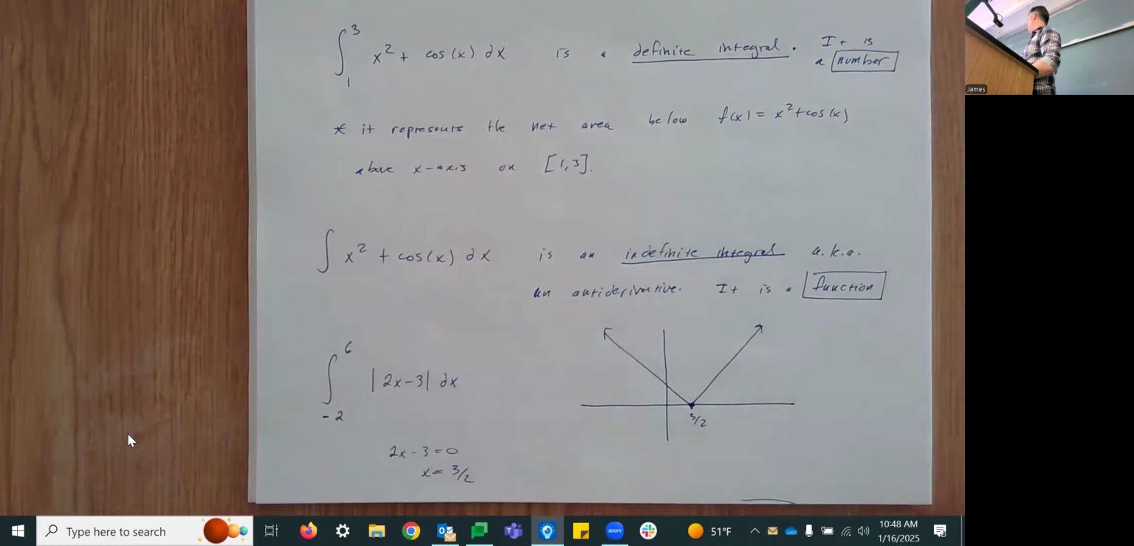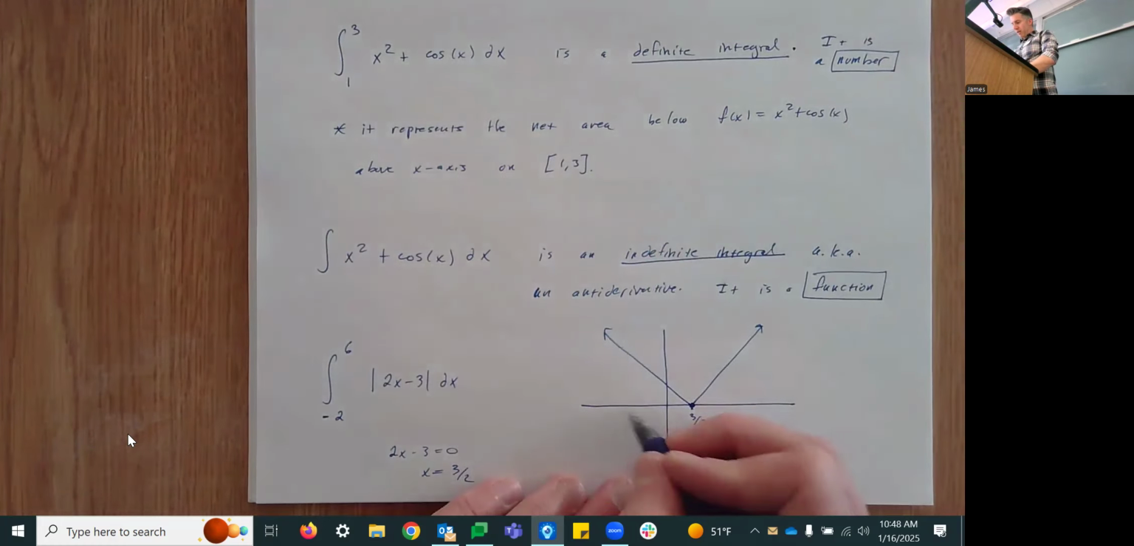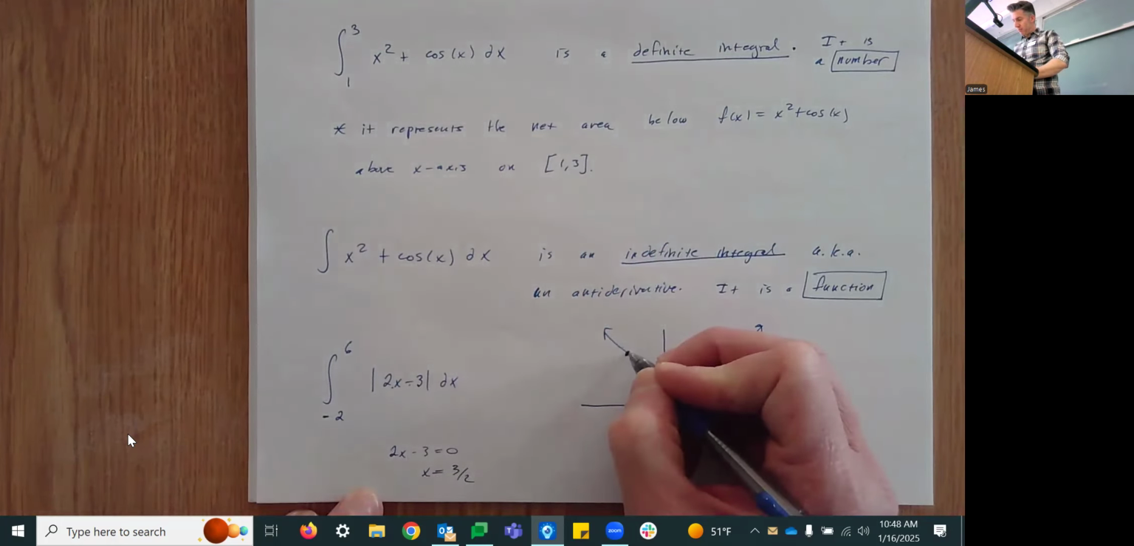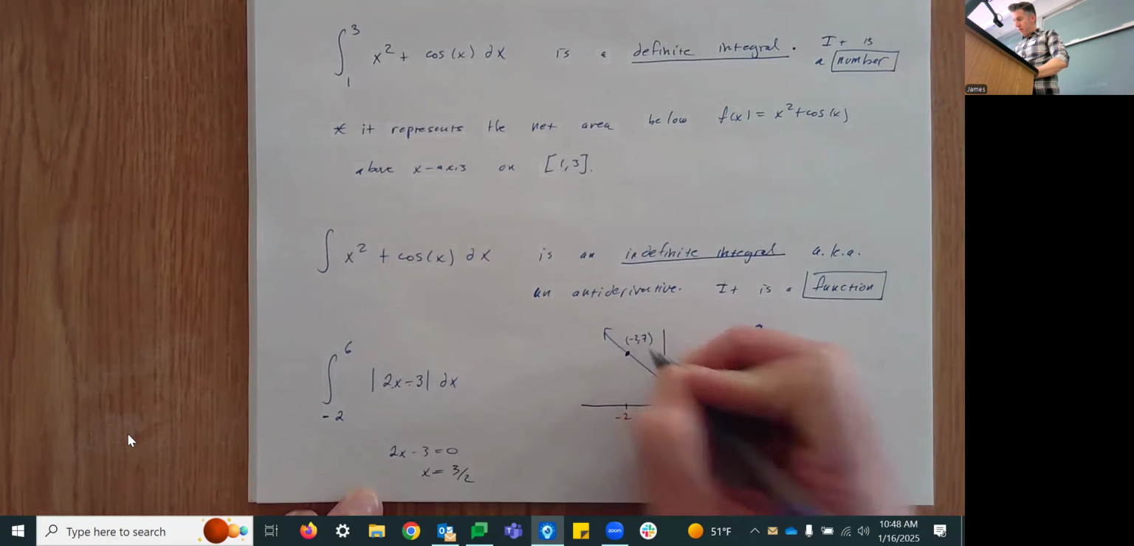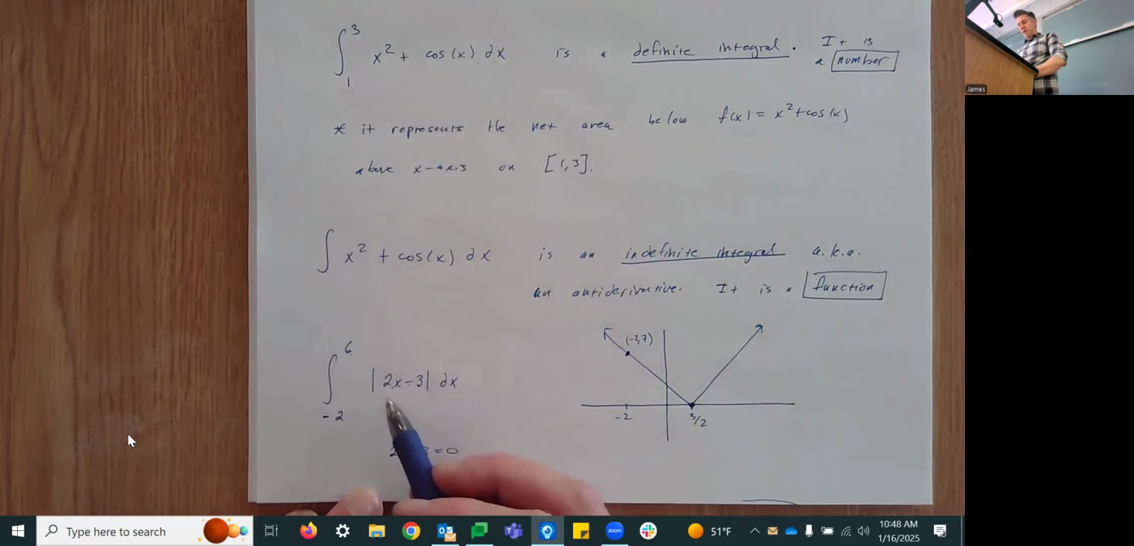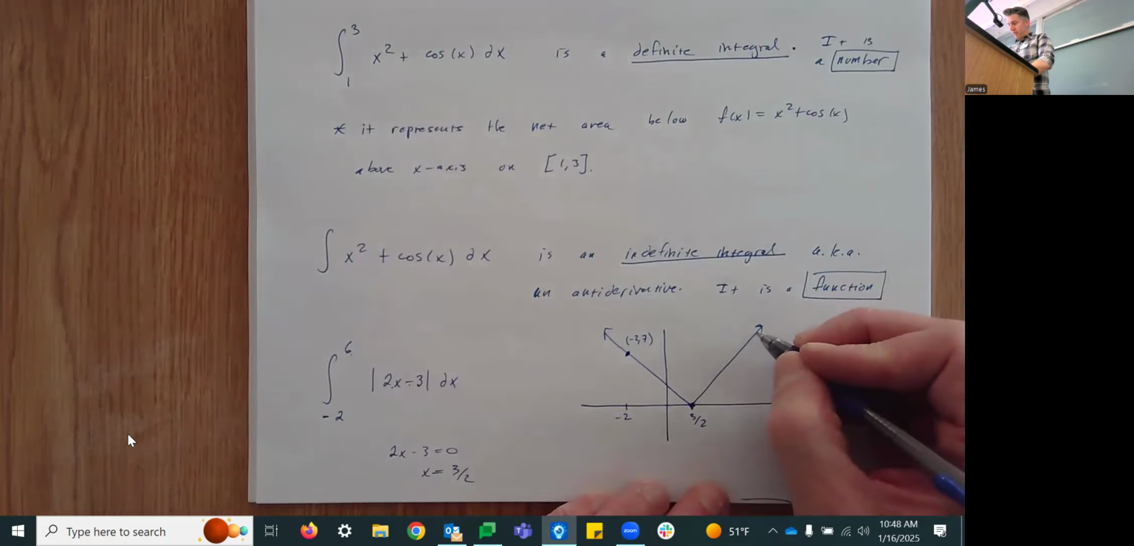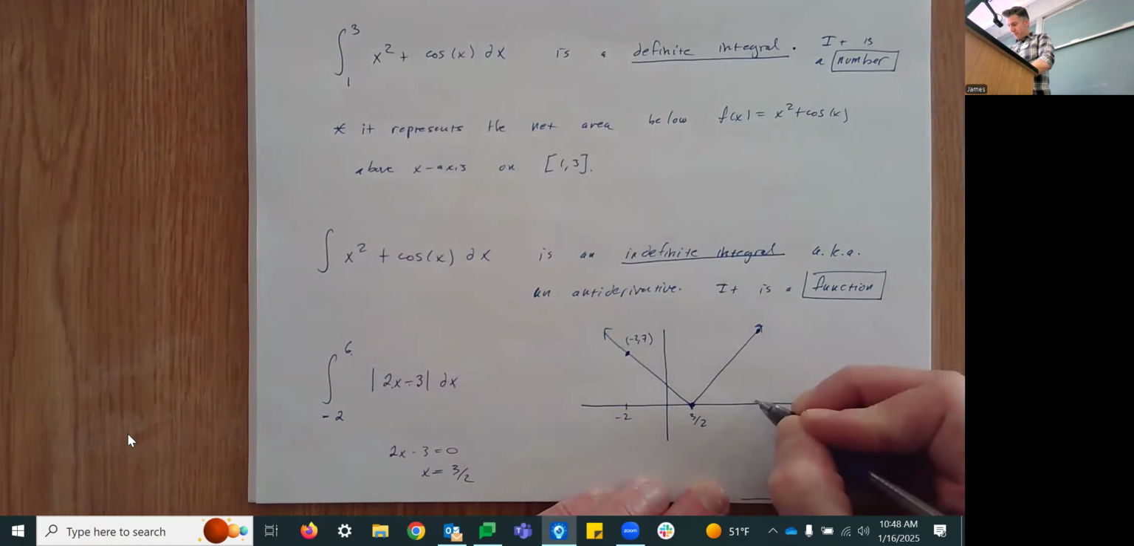I didn't draw that very symmetrically, sorry. And if I plug in -2, I get -4 minus 3, which is -7, and the absolute value of -7 is +7. And if I plug in +6, 2 times 6 is 12, 12 minus 3 is 9. So if I plug in 6, I get a value of 9.